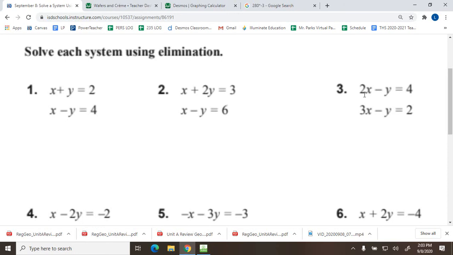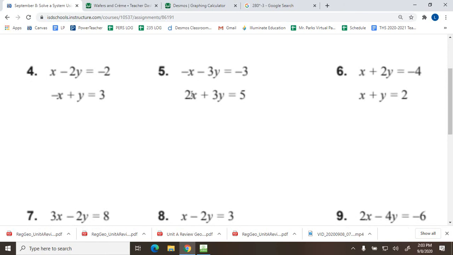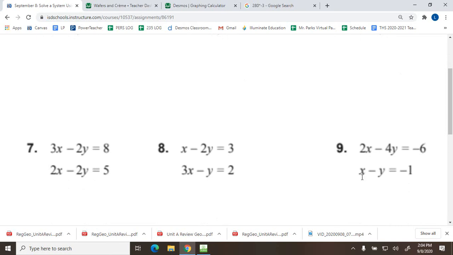Here, if I add these together, I get 5x minus 2y. Nothing eliminates. Here, if I add those together, I get 1x. Oh, those do eliminate. That's an easy one, right? Here, 2x, 3y. Nothing eliminates. Here, 3x minus 5y. Nothing eliminates. So you cannot use elimination if nothing eliminates. So let's pick one of these.